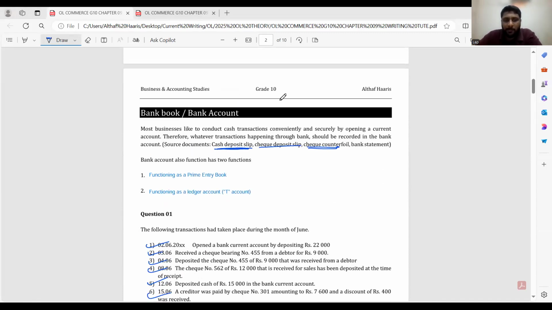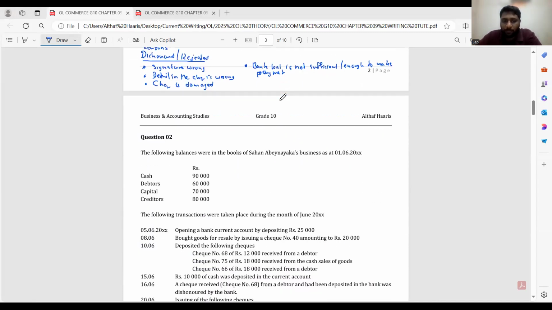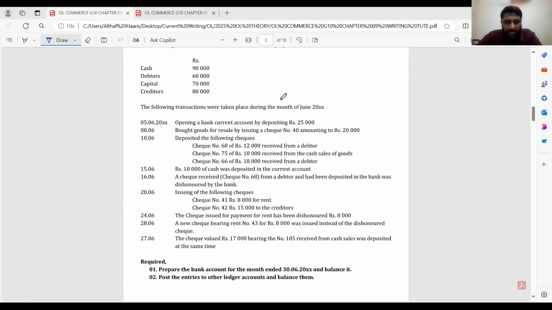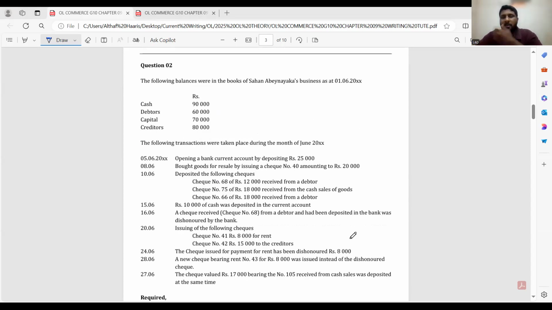Yes, perfect. In our last class, if I'm not mistaken, we completed question 1 of the bank account, if not in the bank book. So today let's move to question 2. Prepare the bank account at the end of the month, 30th June 20XX, and balance it. Post the entries to other ledger accounts and balance them. Then we have to prepare the cash book and other relevant accounts.